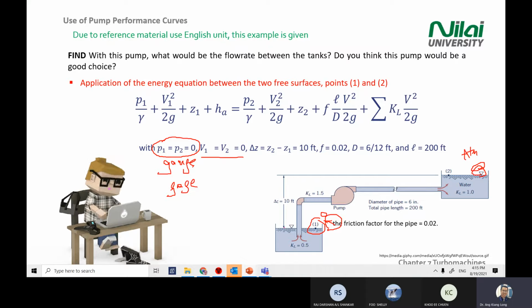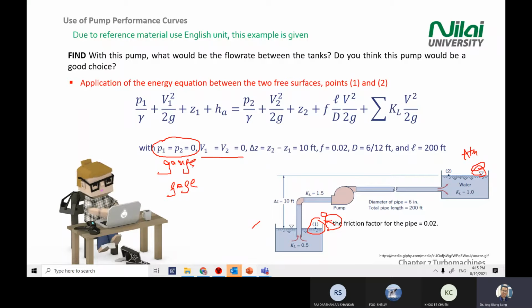I think I explained to Raj last lecture, correct? Raj or Dinesh? About the velocity at this point by using the large tank. Is it Raj? Yes, sir. Yes. Okay.